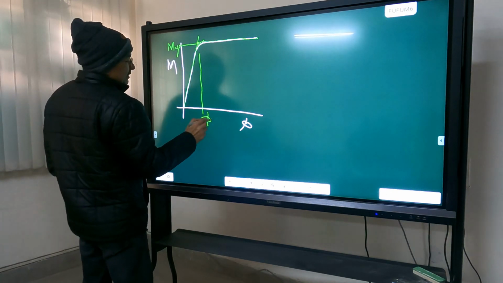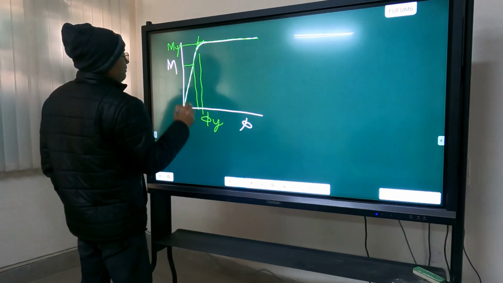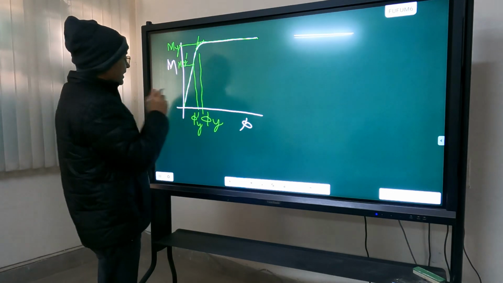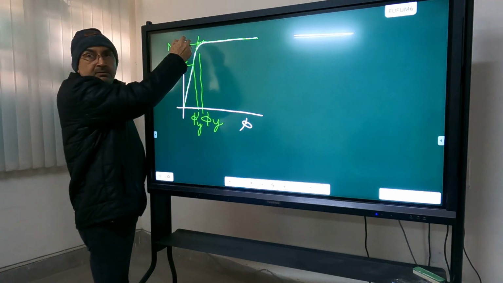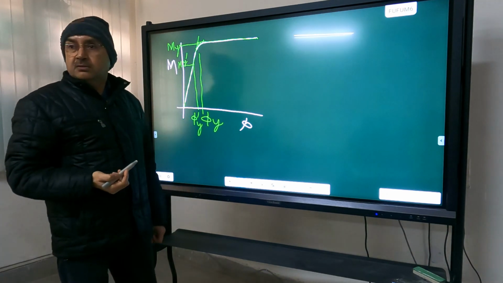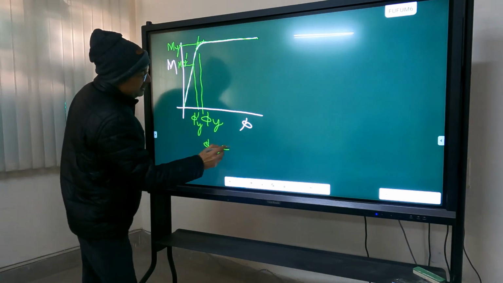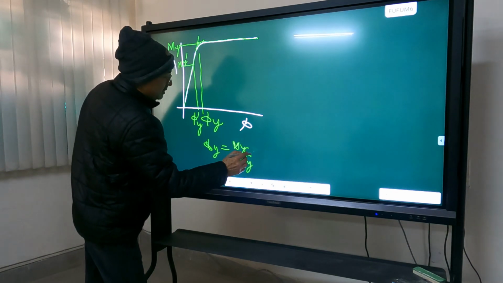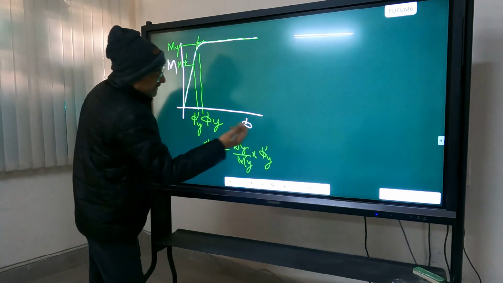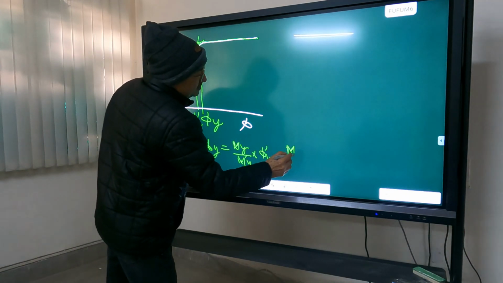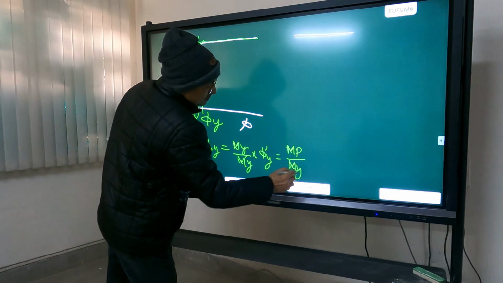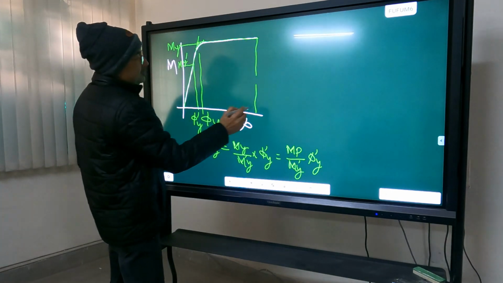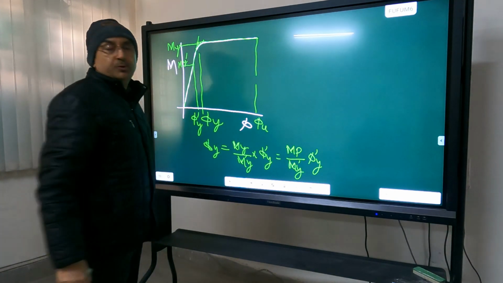So this point you will take as My and phi y, where your My' and phi y' are somewhere. So once you know My', phi y', you can determine the slope of this line. So you can calculate phi y. How much will be phi y? phi y will be simply My over My', into phi y', and My you are taking as Mp, and this point as Mp and phi u.